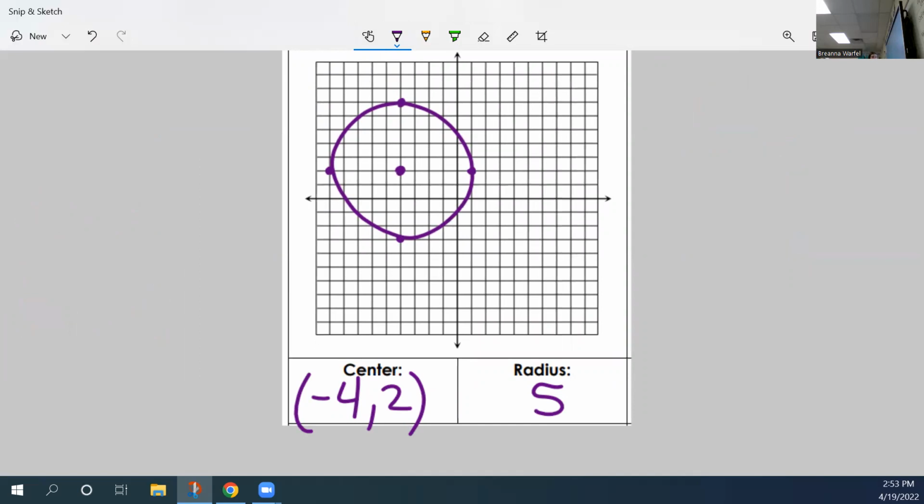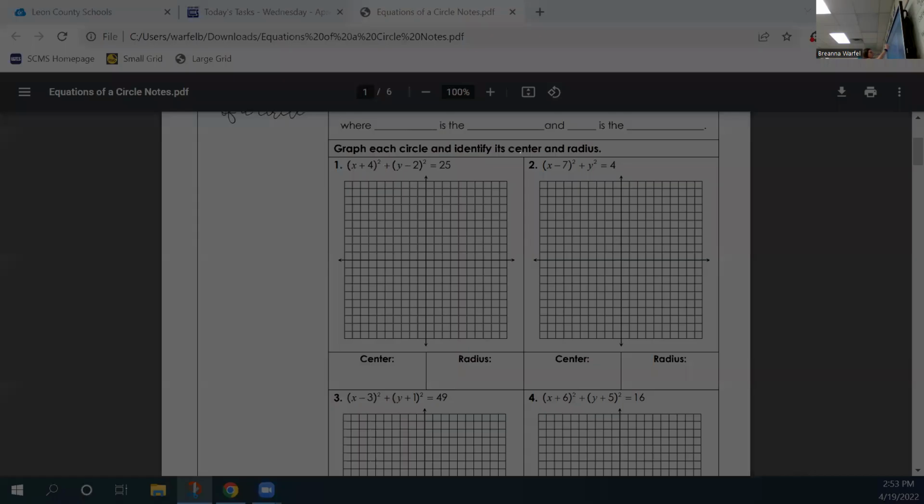Okay, if you didn't understand that one, stop the video, rewind it, go back, watch it again. If you did understand it, let's go ahead and look at number 2.